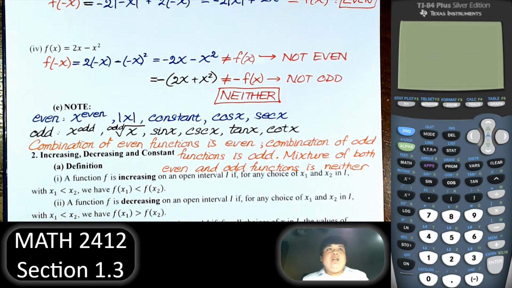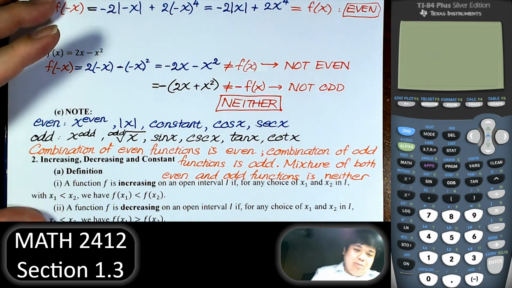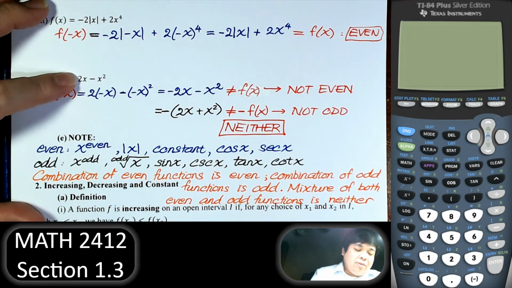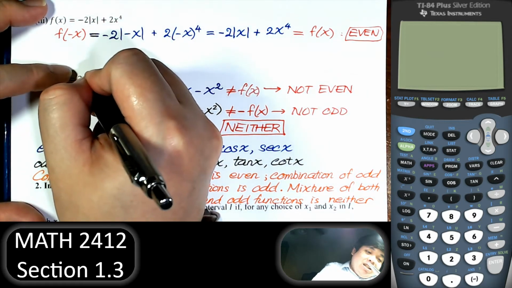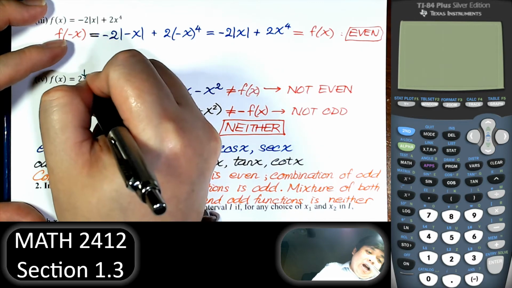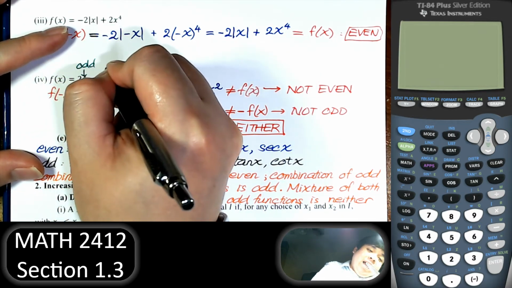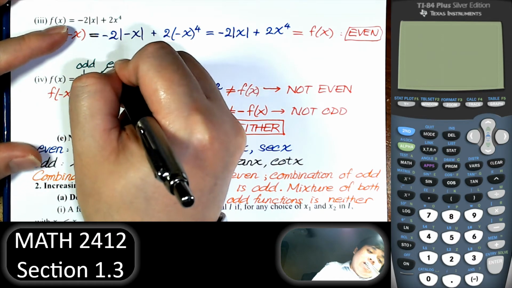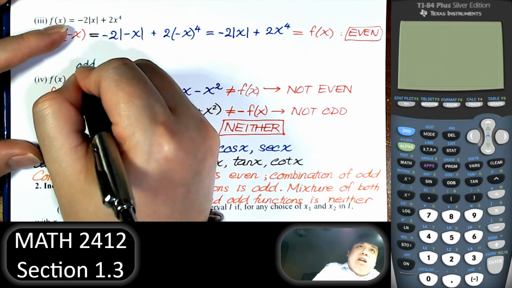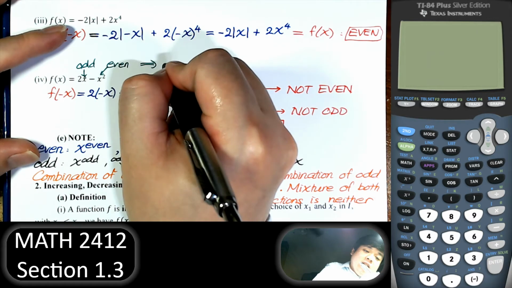Right. So now with all of this, we can go back and do this example rather simply. We have an x, so this is x to the first power, which is odd. x squared, x to an even power, is even. A mixture of even and odd, so that's why this is going to be neither.